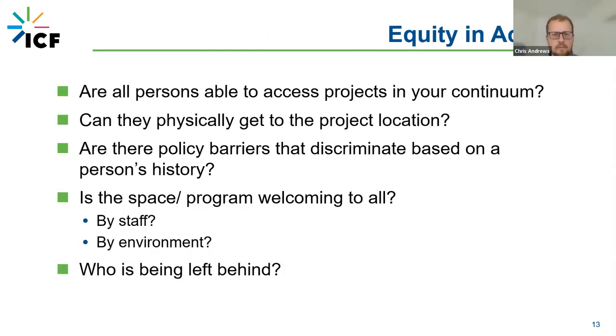And so when you start thinking about the equity and access you should be looking at, which you can then drive from a data perspective: is the whole community, or all persons, able to access and engage the projects within your CoC? Can they physically get to the project location? Are they welcomed in that space by staff, by the environment, by the structure? Then, what barriers exist that might be discriminating against a person, and who is being left behind? Thinking about those questions as you start a data-driven planning process will help target where both quantitative and qualitative work can go from an equity planning perspective.